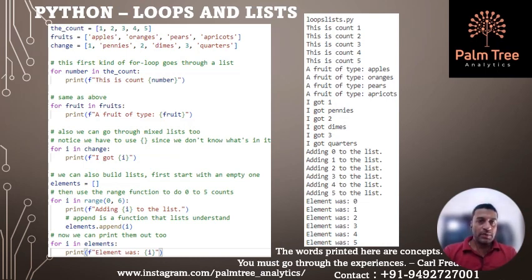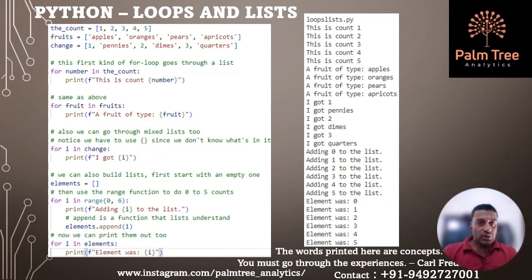Here the for loop is given as for fruit in fruits, and it is printing every fruit, "a fruit of type". The fruits are apples, oranges, pears, and apricots. So this prints "a fruit of type" apples, oranges, pears, and apricots. Like this, we can make use of loops to iterate over whatever the given data or list or anything. Okay.